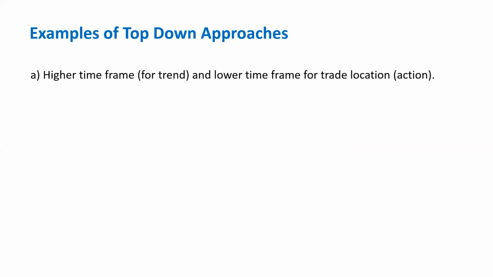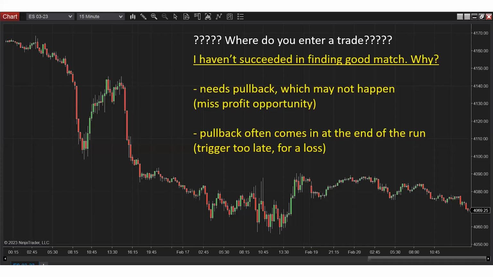So the example of a top-down approach most people think of is a higher time frame, looking at the big picture, and then the lower time frame for the trade location and trigger action. So let's take a look at it on this chart.